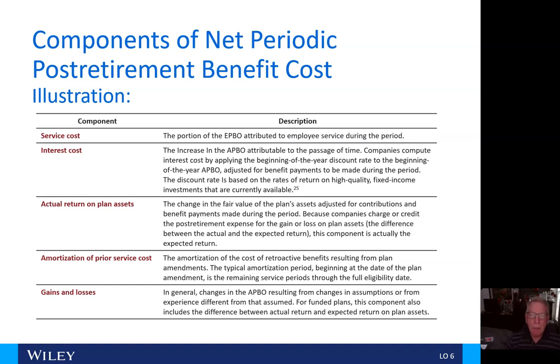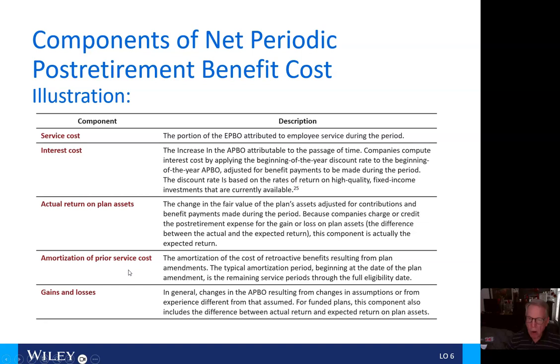The discount rate is based on the rates of return on high-quality fixed income investments that are currently available. The actual return on plan assets, that's the change in the fair value of the plan's assets adjusted for contributions and benefit payments made during the period. Because companies charge or credit the post-retirement expense for the gain or loss on plan assets, the difference between the actual and the expected return, this component is actually the expected return.